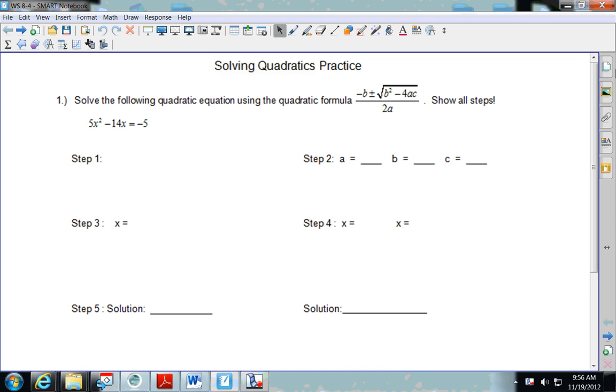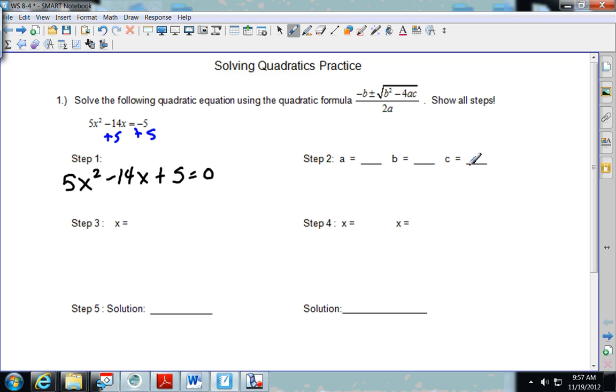Okay, on worksheet 8-4, we're still practicing solving quadratic equations. The first one, we're supposed to do it by the quadratic formula. Well, before I can do anything right here, I have to make sure it's in standard form. So you should have added 5 to each side. You got 5x squared minus 14x plus 5 equals 0.